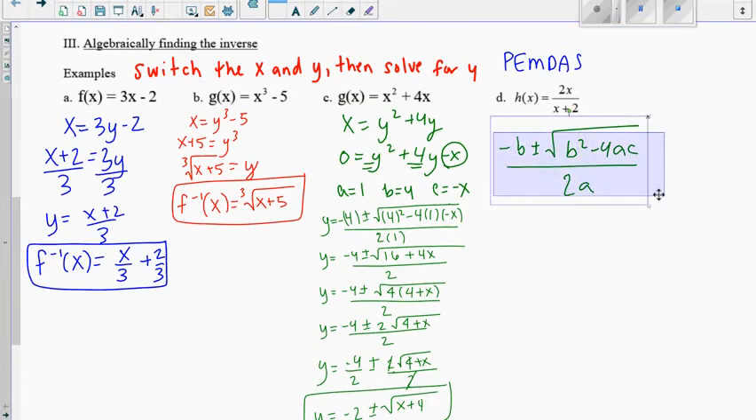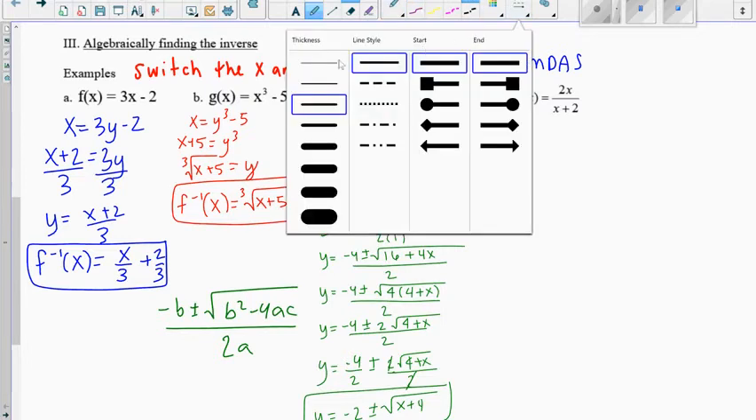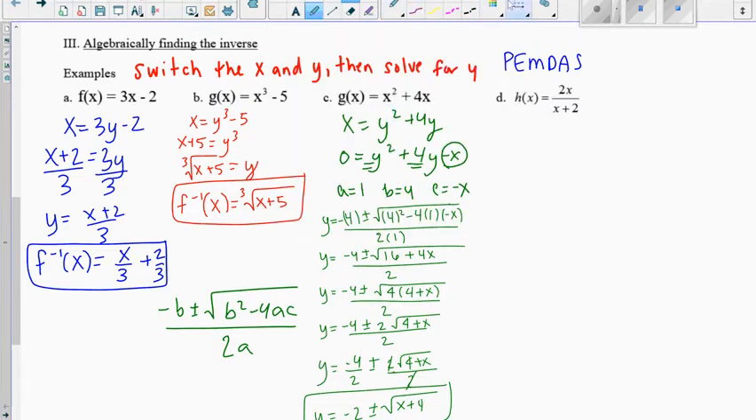And I'm going to go ahead and move this so it's not in our way for the next problem. So then for the next problem, we're of course going to do the same thing. So first thing we want to do is switch our x and our y values. So we get x is equal to 2y over y plus 2.